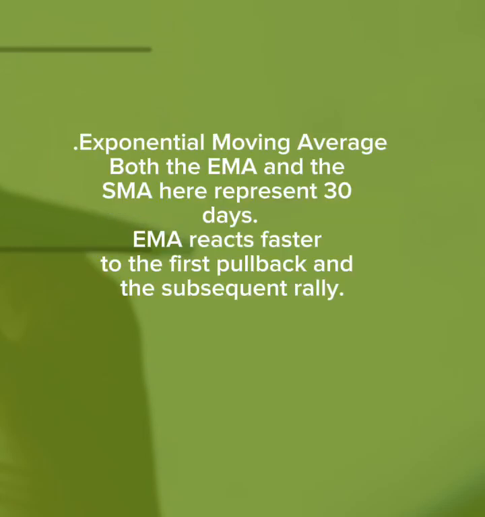Exponential moving average. Both the EMA and the SMA here represent 30 days. The EMA reacts faster to the first pullback and the subsequent rally.